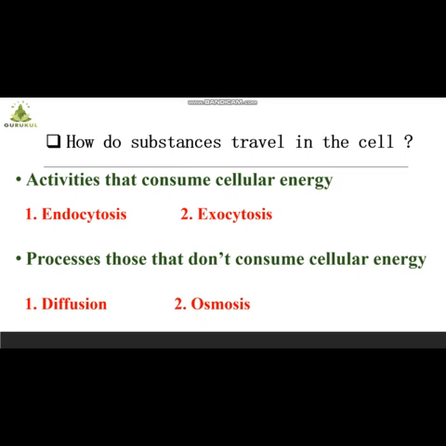So the very first part, that is activities that consume cell energy, in that we have two processes, endocytosis and exocytosis. Second is the processes which don't consume cellular energy. In that again we have two types, diffusion and osmosis. So let us see all these processes in detail.